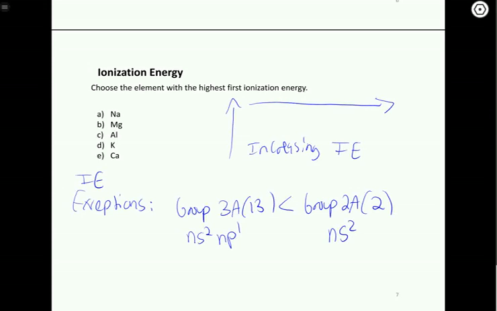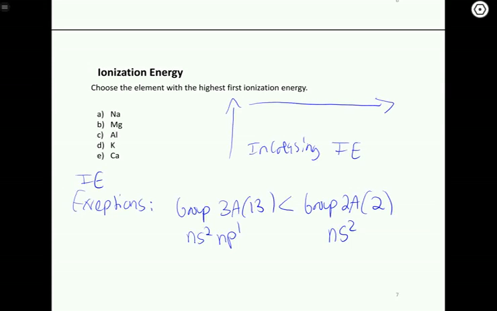So having filled subshells is a desirable situation, which means that group 2A, which has a filled subshell, would be something that is favorable, so that's going to have a higher ionization energy, whereas group 3A, if you lose the 1p electron, you get to a filled subshell.